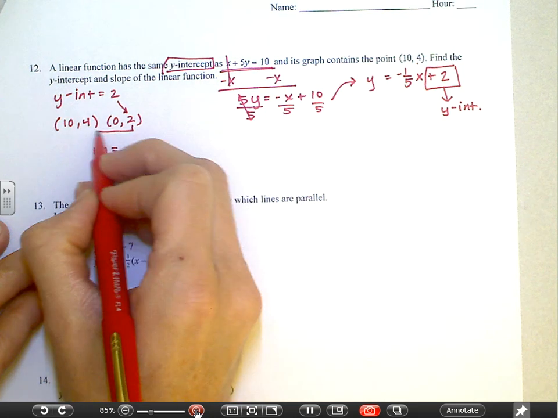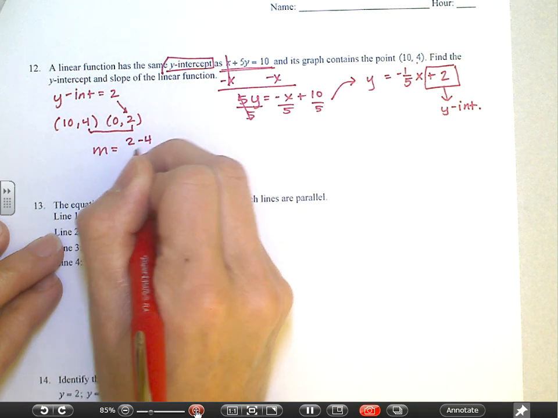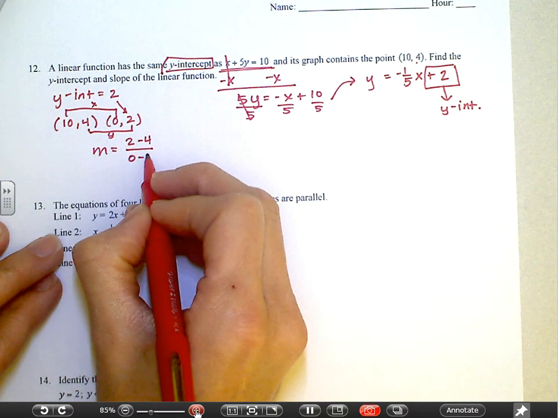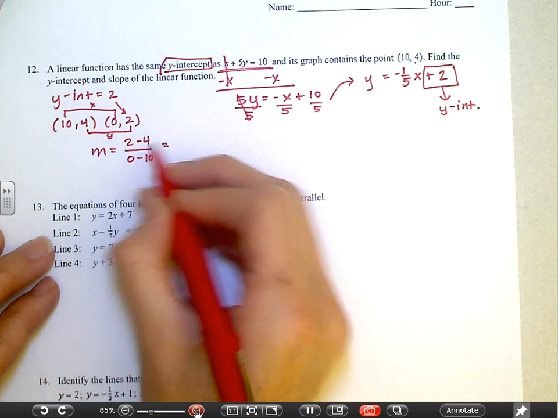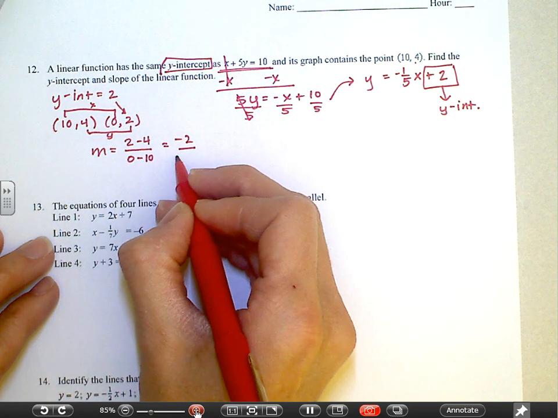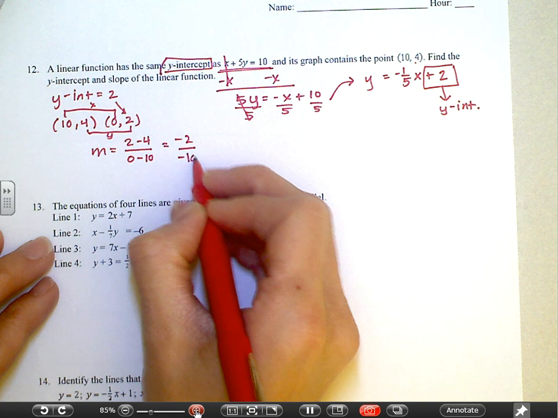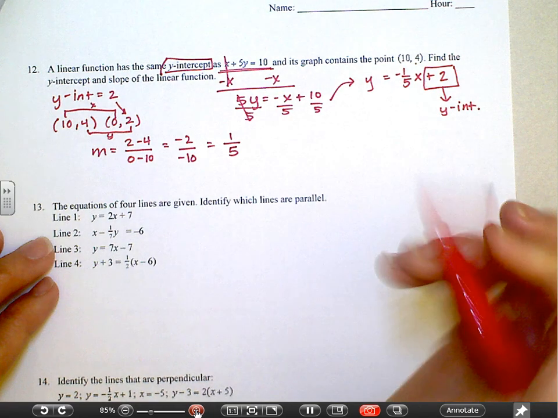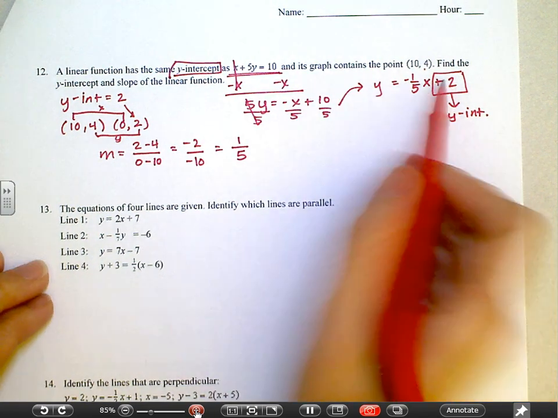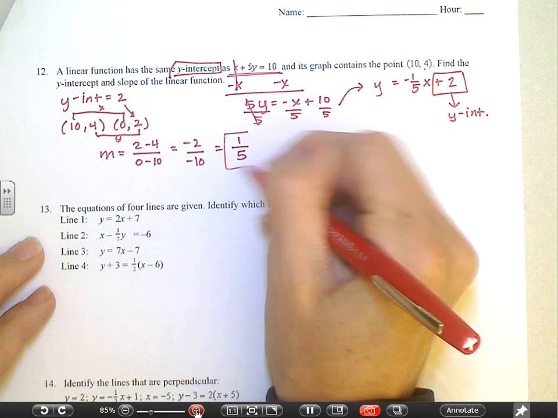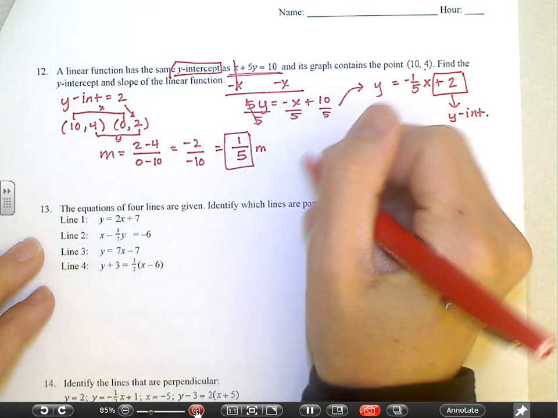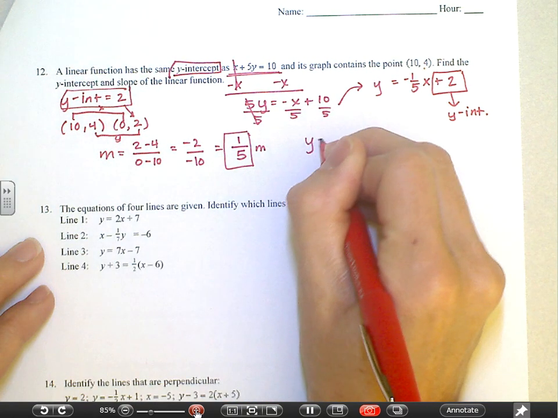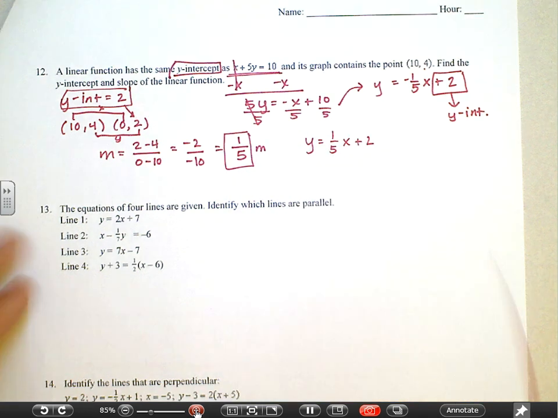So y2 minus y1, 2 minus 4 over x2 minus x1, which is 0 minus 10. Remember to do those in the right order. 2 minus 4 is negative 2. 0 minus 10 is negative 10. Negative over negative is positive. 2 over 10 is 1/5. So you don't have to write it in slope-intercept form. You just needed the slope and the y-intercept. So your answer here would be your slope is 1/5 and your y-intercept is 2. If you do have to write it in slope-intercept form, it's y equals 1/5 x plus 2.